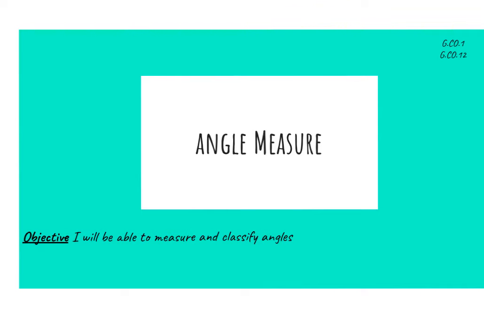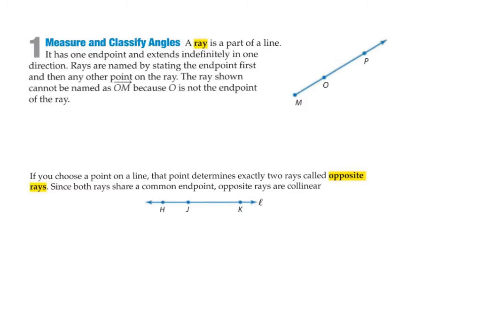Angle measure. After watching this video, I will be able to measure and classify angles. In geometry, there are a lot of words with specific definitions and ways to write them in shorthand or in a notation. So the first one is a ray.